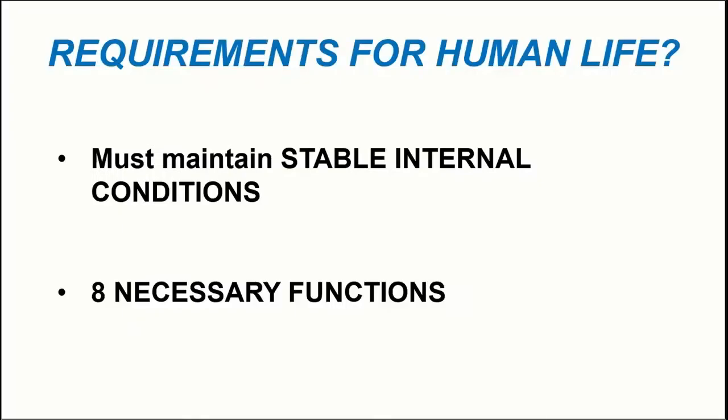So as we begin the topic of homeostasis, let's ask the question: what are the requirements to sustain human life? What requirements have to be met so that stable internal conditions can be achieved and permit our survival? So we'll look at 8 necessary functions to sustain human life, and we'll discuss how those functions occur in terms of the organ systems that are involved.